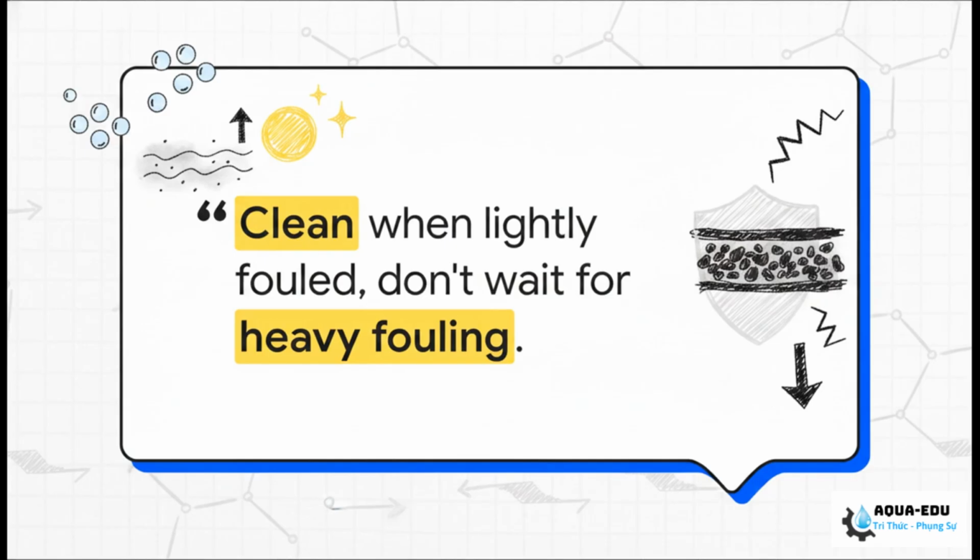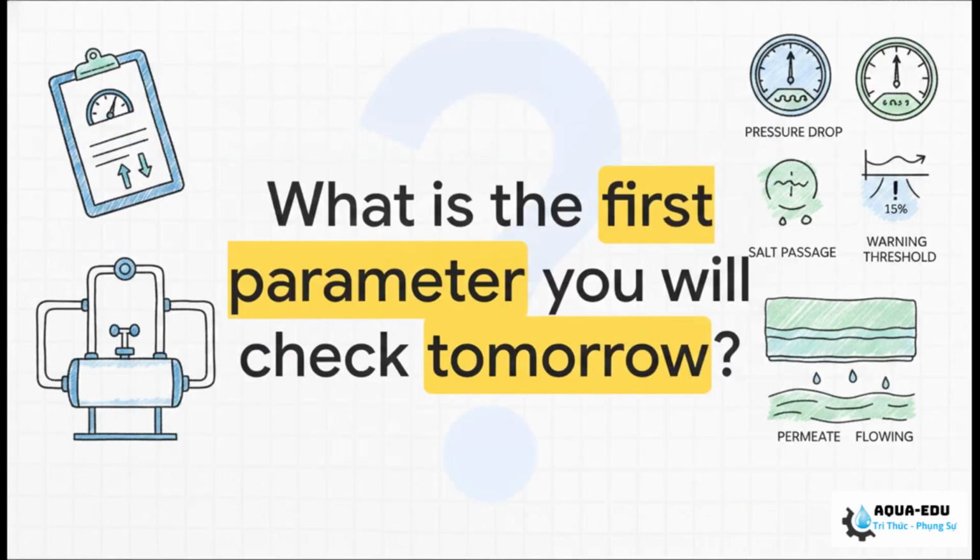Because if you sit around waiting until your normalized performance drops 30 to 50% before firing up a CIP, that heavy fouling turns into a physical shield. Your cleaning chemicals won't be able to penetrate the foulant layer, and the mechanical damage to the membrane is pretty much irreversible at that point. So I'm going to leave you with this final practical question to chew on.